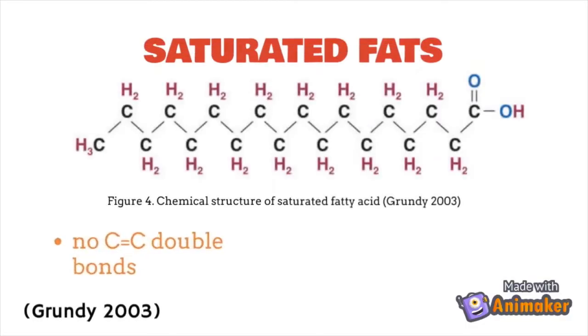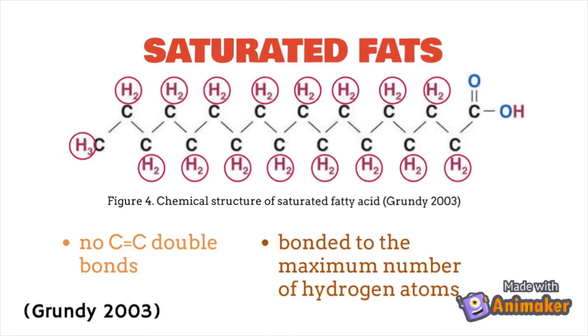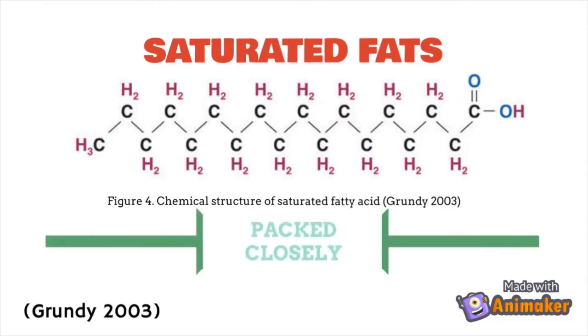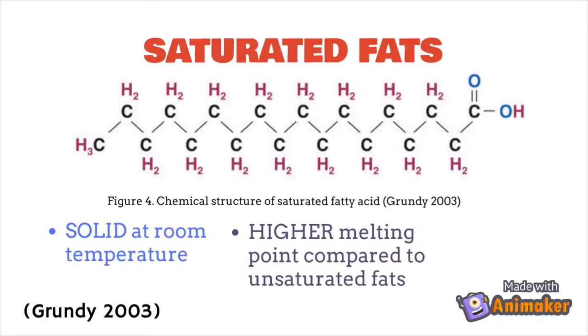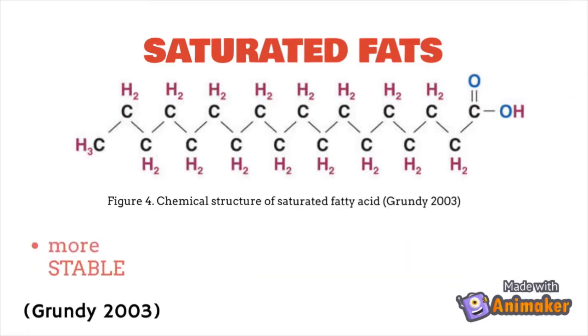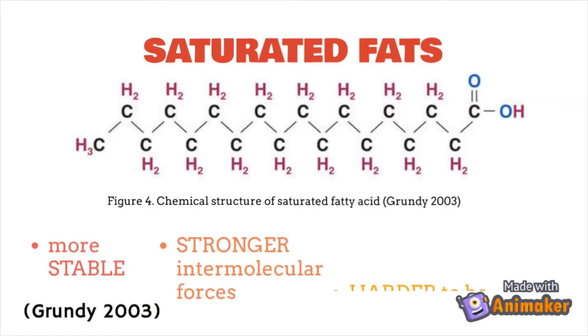Saturated fats have no carbon-carbon double bonds in their chemical structure because the carbon atoms are bonded to the maximum number of hydrogen atoms. This results in straight fatty acid chains that are packed closely together, allowing the fats to be solid at room temperature with a higher melting point compared to unsaturated fats. Saturated fats are more stable, have stronger intermolecular forces, and are harder to hydrolyze.